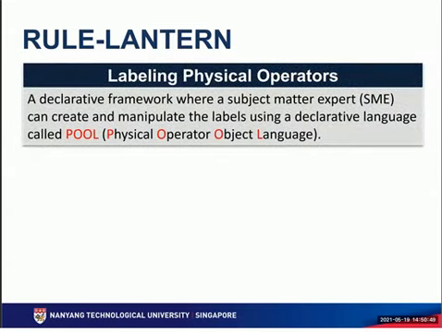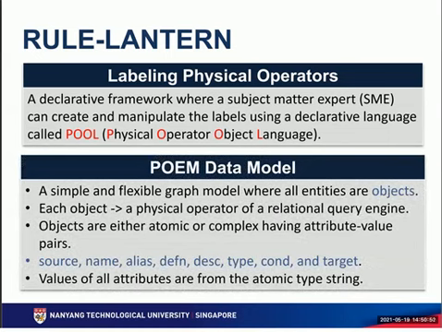Pool is based on a data model called Poem, which is a simple and flexible graph model where all entities are objects. Each object represents a physical operator of a relational query engine and has a unique object identifier. Objects are either atomic or complex. Atomic objects do not have any outgoing edges, and all objects have a set of attribute value pairs. Specifically, each object is associated with the following attributes: source, name, alias, definition, description, type, condition, and target.